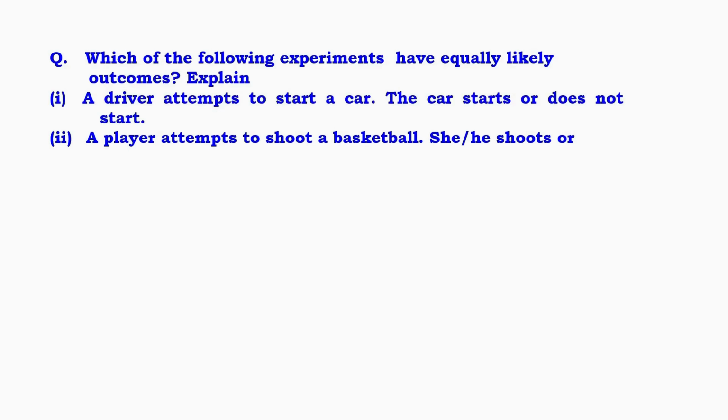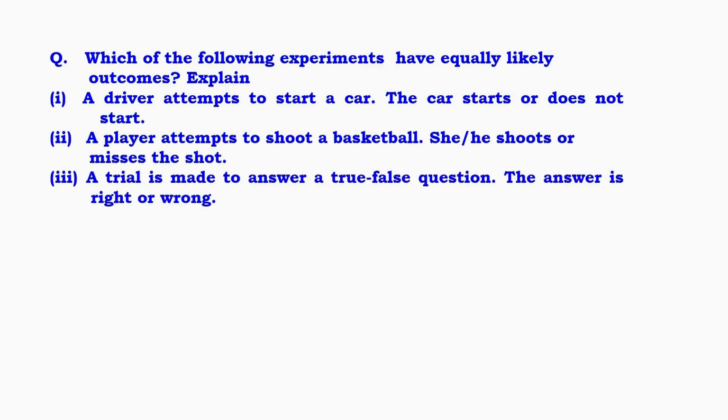A player attempts to shoot a basketball. She or he shoots or misses the shot. A trial is made to answer a true false question. The answer is right or wrong. A baby is born. It is a boy or a girl.